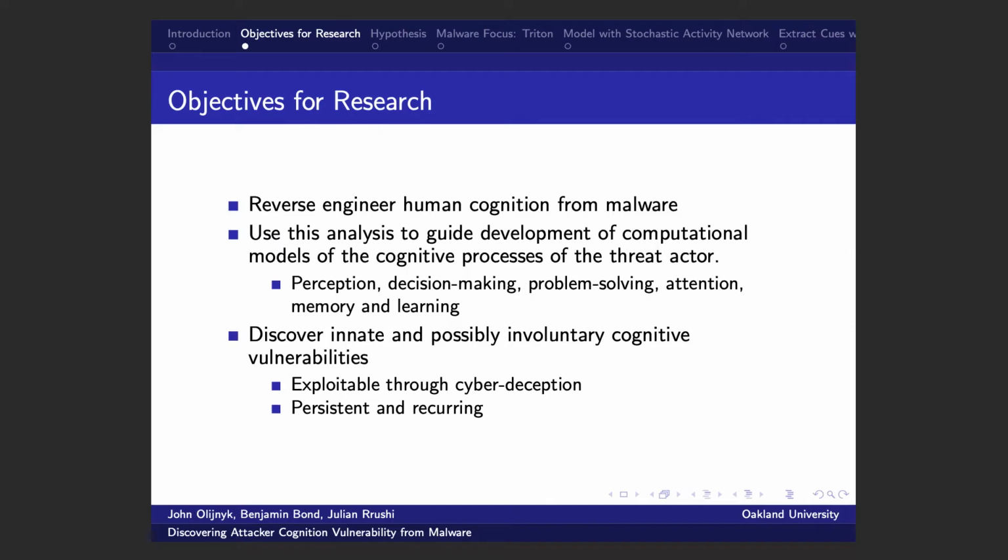So we want to discover innate and possibly involuntary cognitive vulnerabilities. As I mentioned, the cognitive vulnerabilities are generally unknown to people and very difficult to change. So we can exploit these vulnerabilities in future cyber deception. We believe that they'll be persistent and recurring.